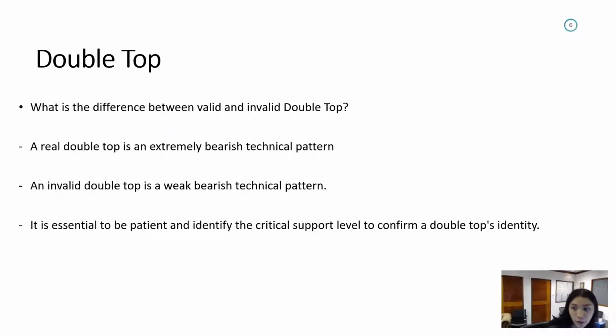So what is the difference between a valid and invalid double top? A real double top is an extremely bearish technical pattern that can lead to an extremely sharp decline in a stock or asset. Okay, let me show you how you identify a valid double top.